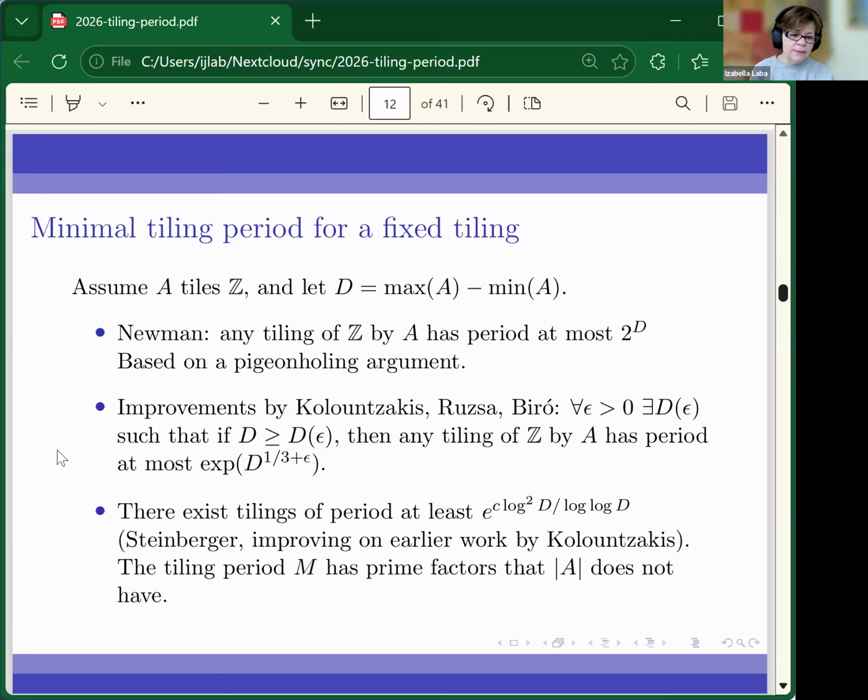The lower bound, the best one that's known so far, is that there exist tilings of period at least something that's less than Biro's bound, but it's still super polynomial. And that's due to Steinberger improving on an earlier result by Kolountzakis. In this last example due to Steinberger, and also in the example due to Kolountzakis, the tiling period has prime factors that the cardinality of A does not have.